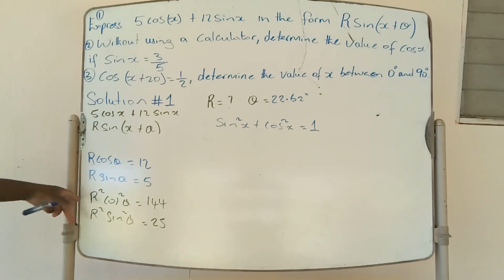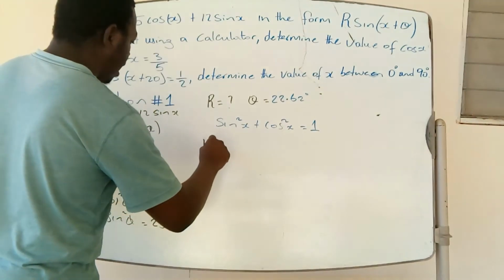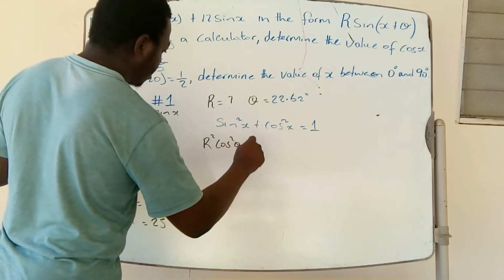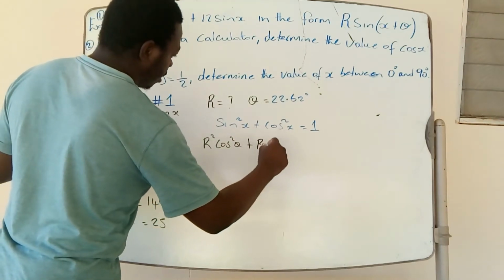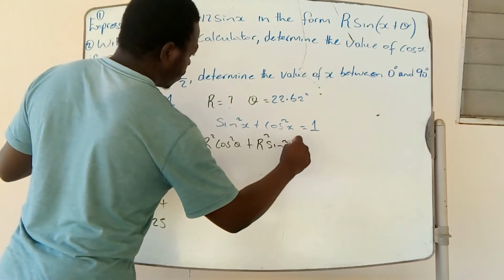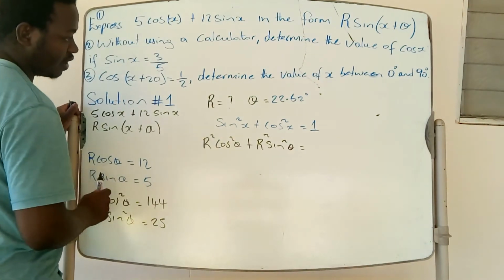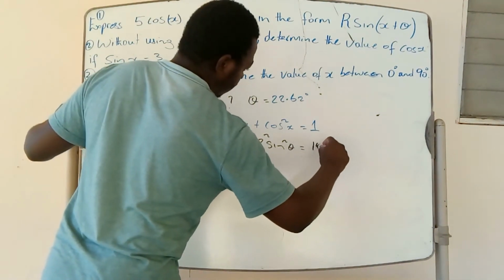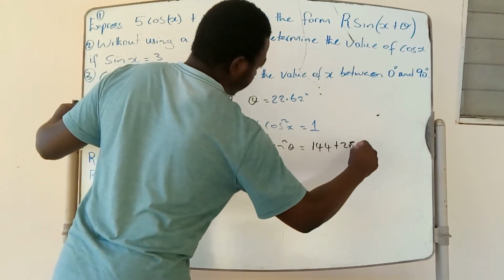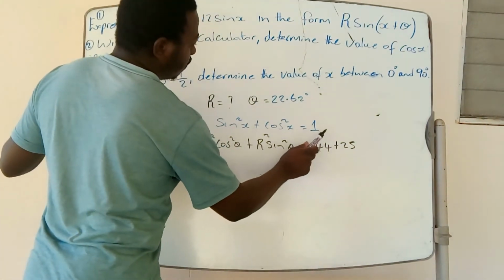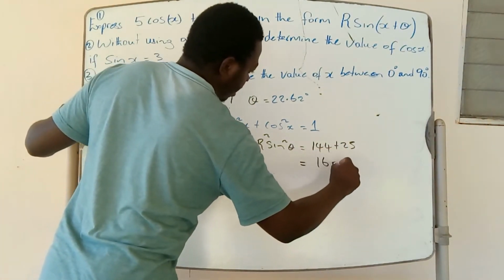Now I am going to add them together. Right? So I'm going to add this side to this side and this side to this side. So if I'm adding them together, I now have r squared cos squared theta plus r squared sine squared theta is equal to 144 plus 25, right? Now, I can combine this. So 144 plus 25, that is 169.